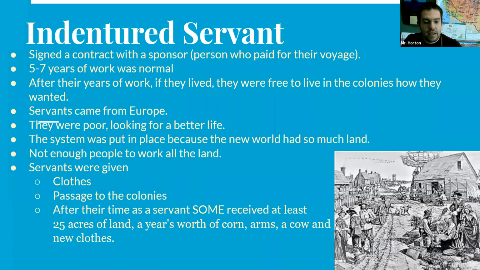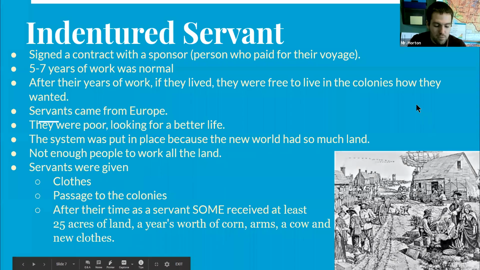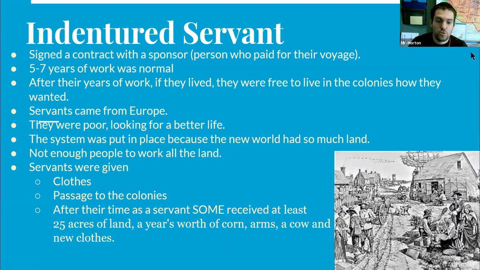Indentured servants were mainly living in Europe, and they were experiencing a lot of hard times. They weren't really living a good life there, and so they decided to come over to the new colonies. But they didn't have enough money to make it to the new colonies, so they had to ask people to buy their tickets to get across the Atlantic Ocean.